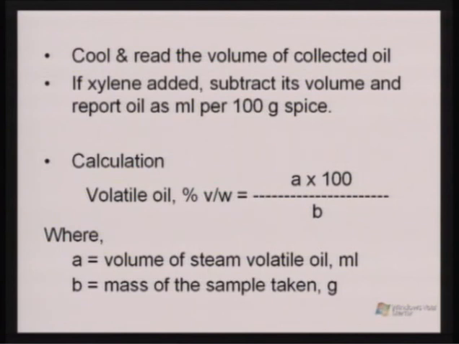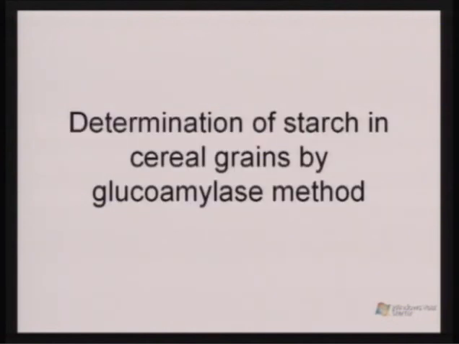The calculation part of this method is: the volatile oil in percent volume by weight is A multiplied by 100 divided by B, where A is the volume of steam volatile oil in milliliter, and B is the mass of the sample taken in gram. So, I have completed the first methodology. Let me speak about the second methodology. This is determination of starch in cereal grains by glucoamylase method.